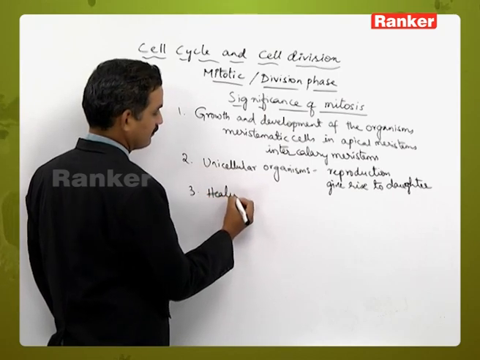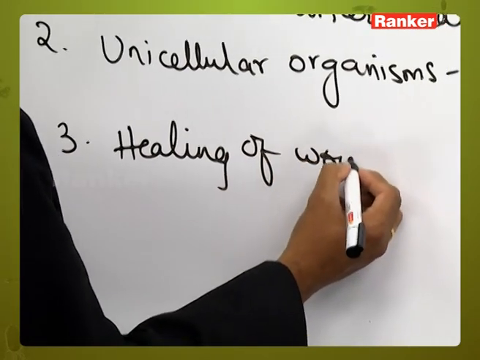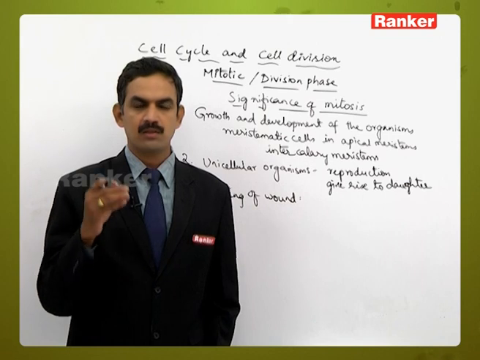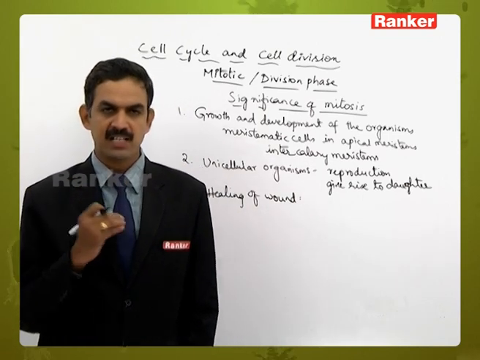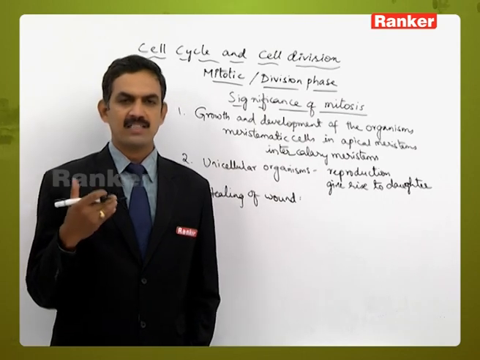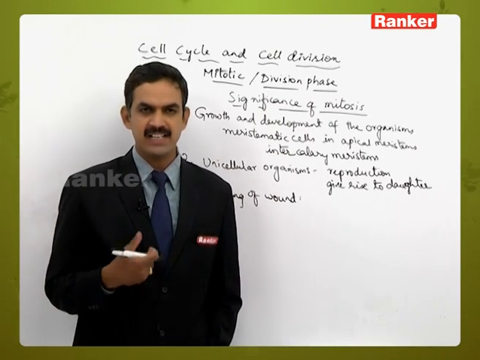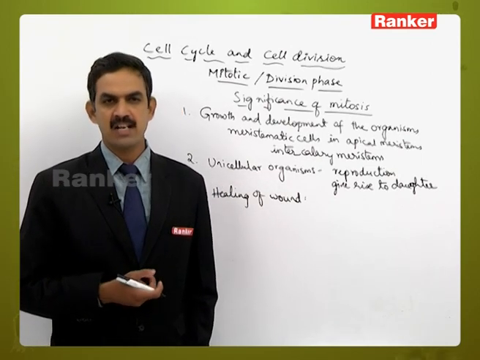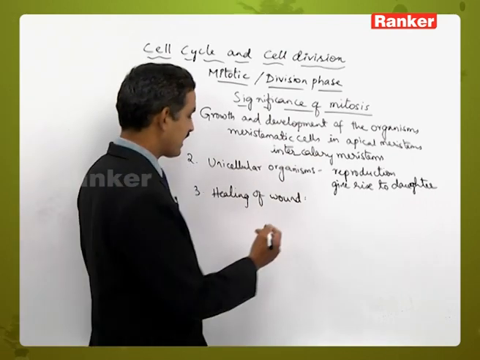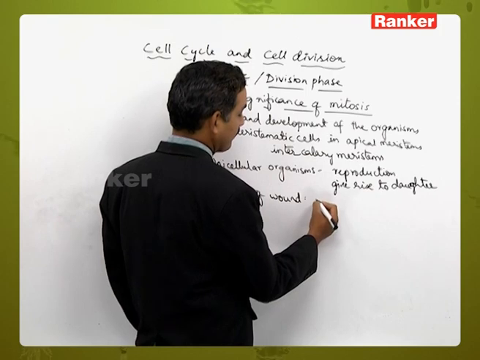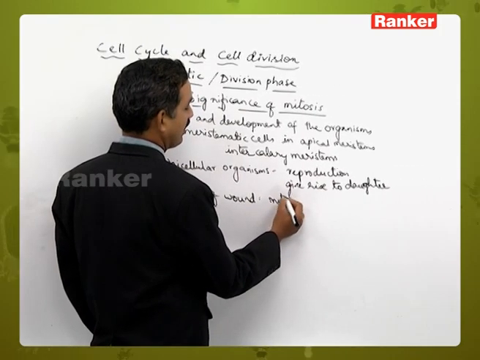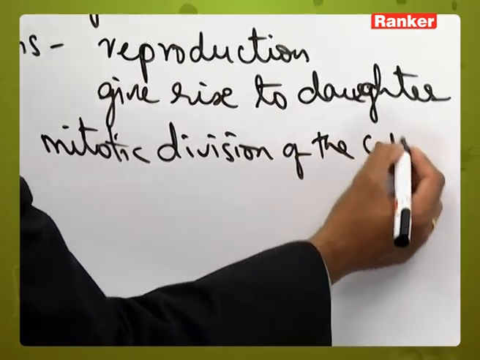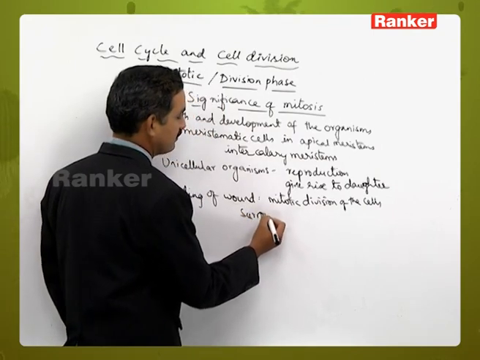Third one, healing of wound. Generally, if any part of the plant body has been injured, the cells become dead. The surrounding cells present around the wound regain the ability of division and start dividing and redividing. Regaining the ability of division is called the de-differentiation process. So they will heal the wound. By mitotic division only, the healing of the wound takes place: mitotic division of the cells surrounding the wound.